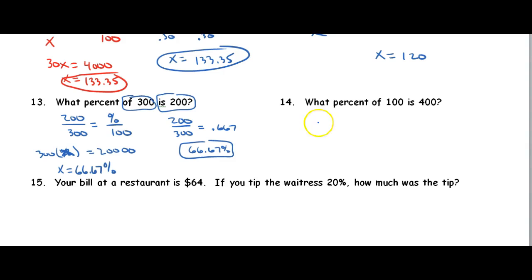Okay, so what percent of 100 is 400? Well, if you look at this, you would do the is 400 over the of 100 equals the percent x over 100. So when you do it, 100x equals 40,000, and when you divide it, you get x is 400%.